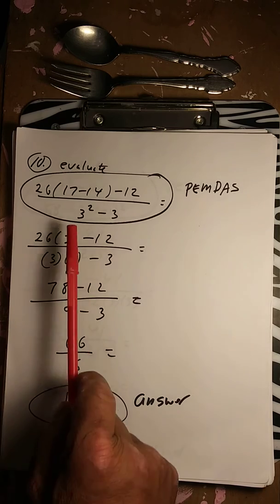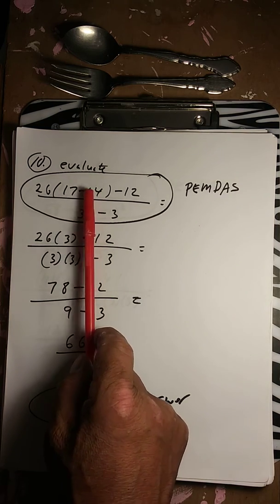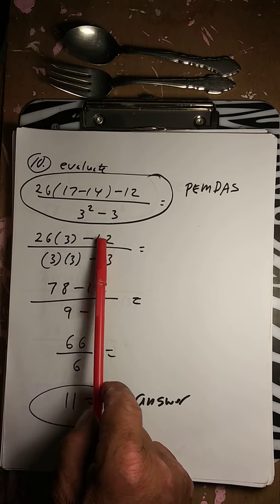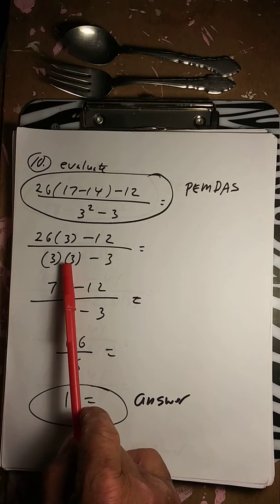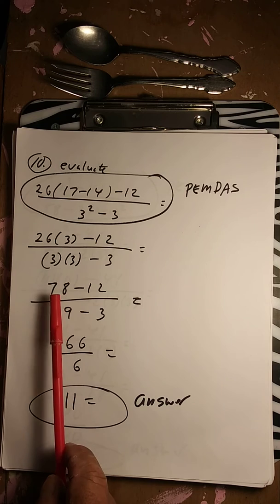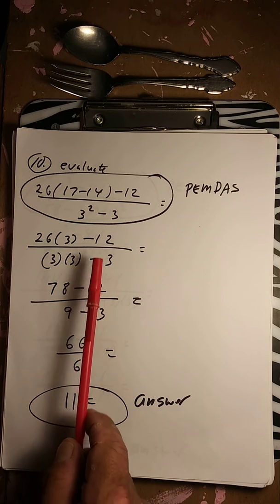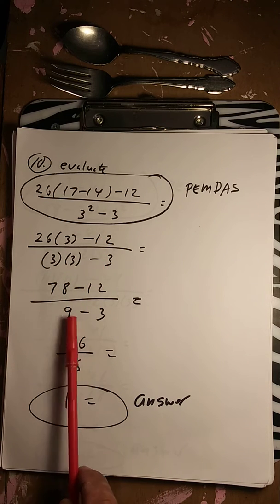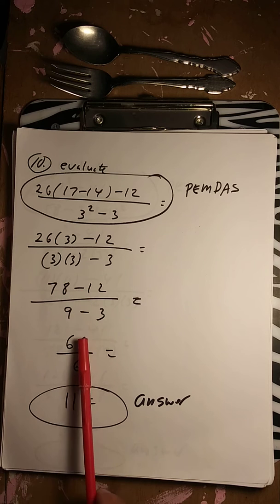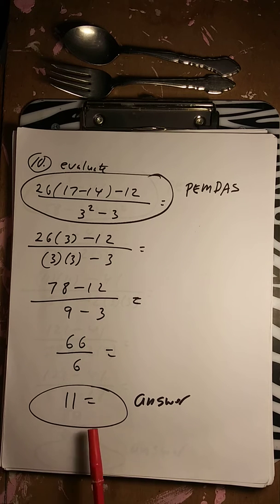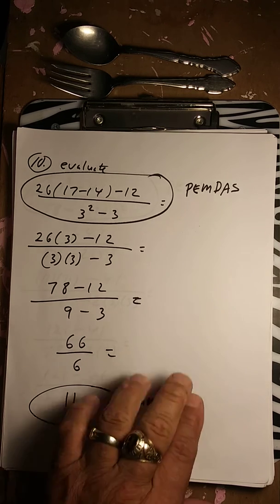Evaluate this. So let's do parentheses stuff first. That's going to be 3. And 3 squared means 3 times 3. So now we have 78 minus 12. And the bottom is going to be 9 minus 3. So this is going to be 66 divided by 6. Divide those numbers, it's going to give you 11.